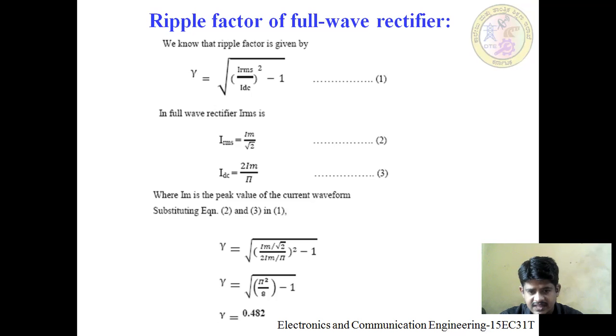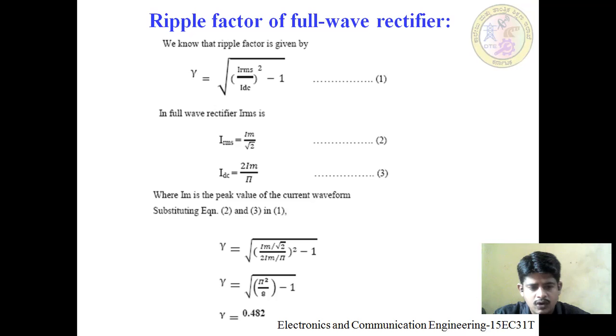If we simplify this, root 2 square is 2, and the square of 2 is 4, so that will be 4 into 2, which comes out as 8. So the simplification of this entire part will be pi square divided by 8 minus 1. If you calculate this, it will come out as 0.482. This is the ripple factor of a full wave rectifier.